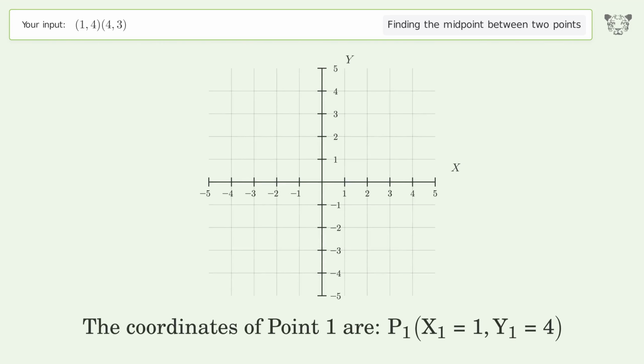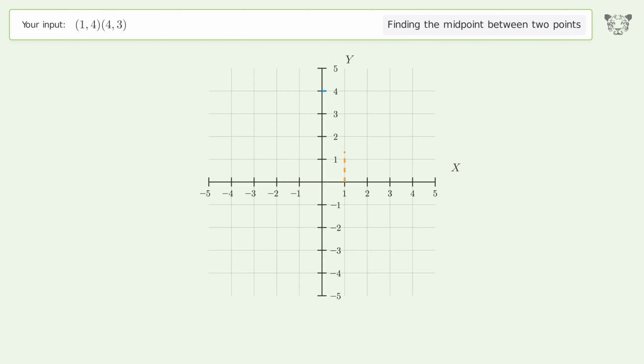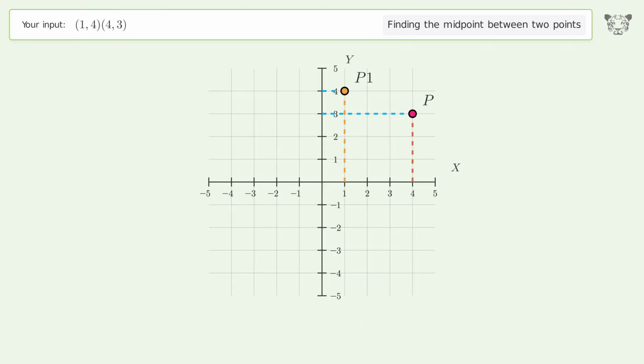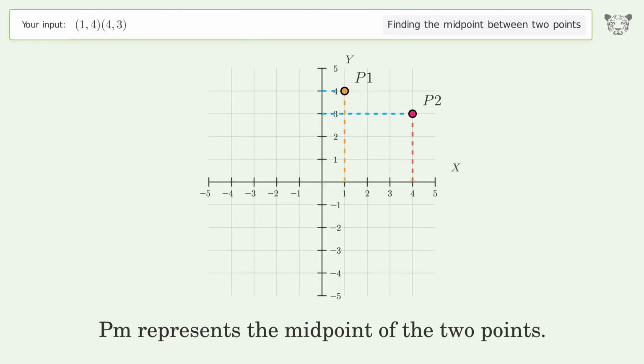The coordinates of point 1 are x1 equals 1, y1 equals 4. The coordinates of point 2 are x2 equals 4, y2 equals 3. PM represents the midpoint of the 2 points.